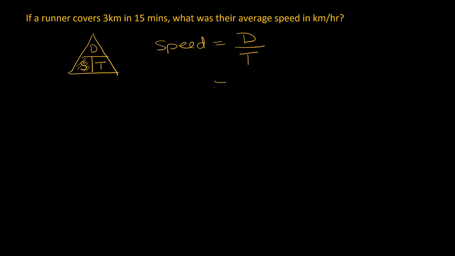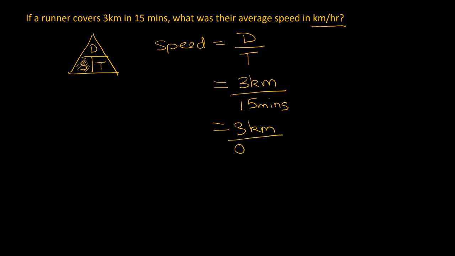So in our particular example, our distance is 3 kilometres and our time is 15 minutes. However, they've asked for the speed in kilometres per hour. So instead of writing the time in minutes, we need to write it in hours. So that would be 3 kilometres over a quarter of an hour, so 0.25 of an hour. I'm going to lose the units now that we've got those correct.